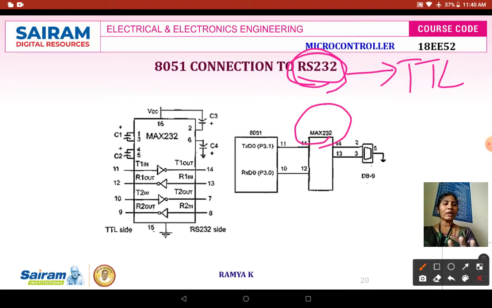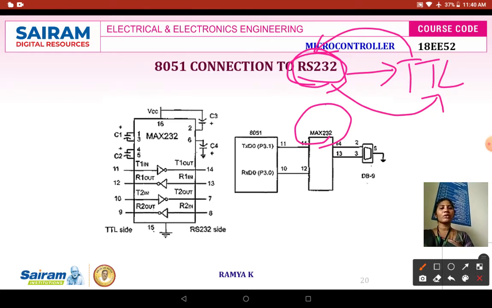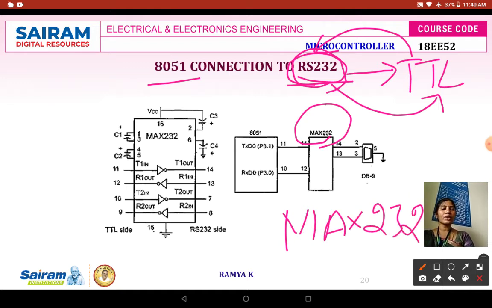So it will convert the voltage level of RS-232 to be compatible with TTL, and also when it is receiving data, the voltage level of TTL will be converted vice versa, and we will be transferring the data between RS-232 and the computer. So the main interfacing between 8051 and RS-232 happens with the help of the MAX232 chip, which converts the RS-232 voltage level to be compatible with the TTL level logic, and vice versa.